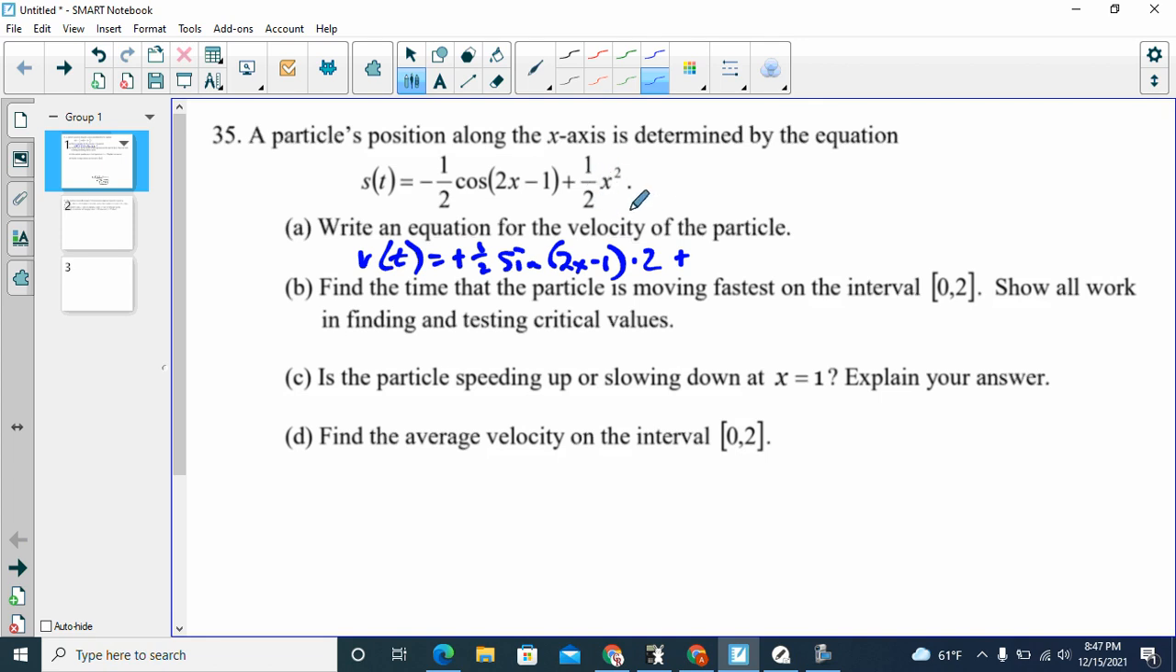Plus the derivative of 1/2 x squared. Power rule, move the 2 out front. 1/2 times 2 is 1. Subtract 1 from the exponent gives me 1. So v of t is equal to, these should be t's here, I've got x's, sorry. There's a t, there's a t. So v of t is equal to 2 times 1/2 cancels. So we've got sine of 2t minus 1 plus t. There's our answer to part A.